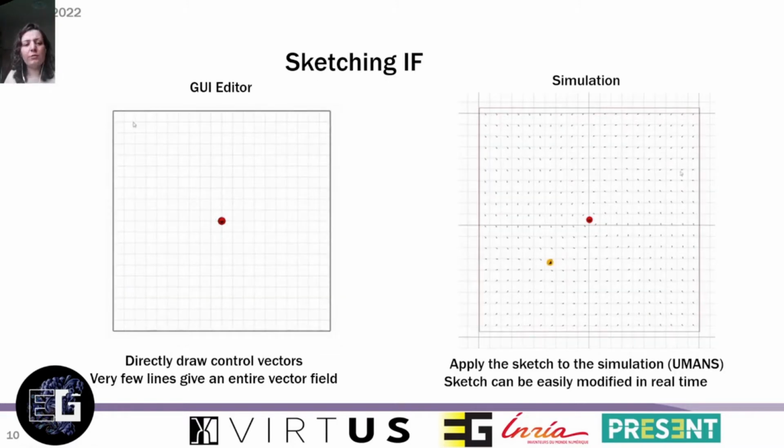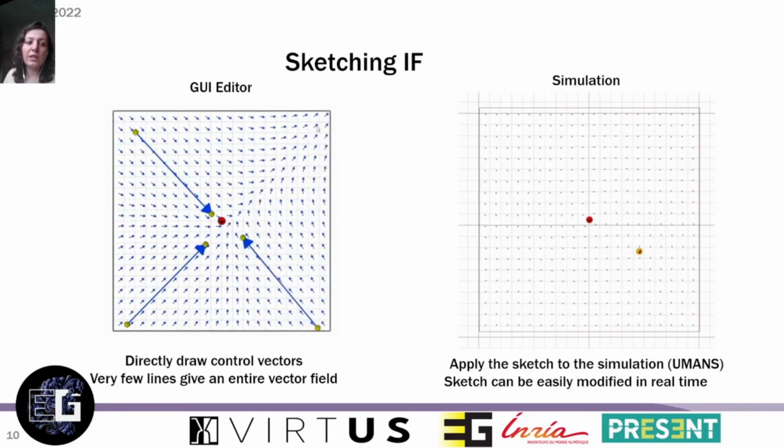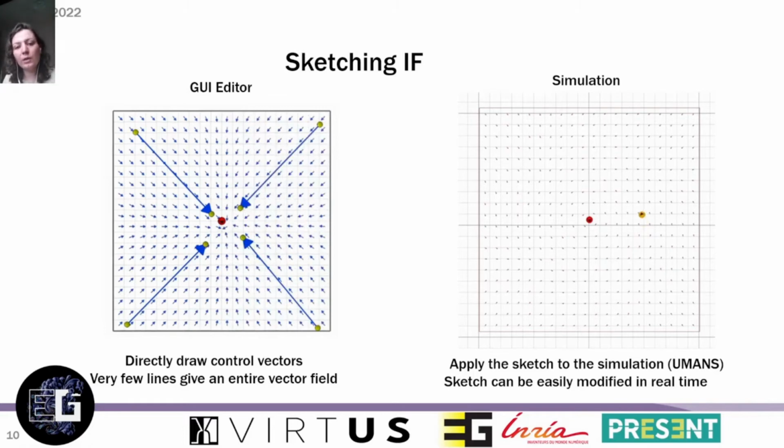Designing an orientation field is exactly the same. You just draw 4 lines here, and you have the yellow agent circling around the red agent and looking at it.